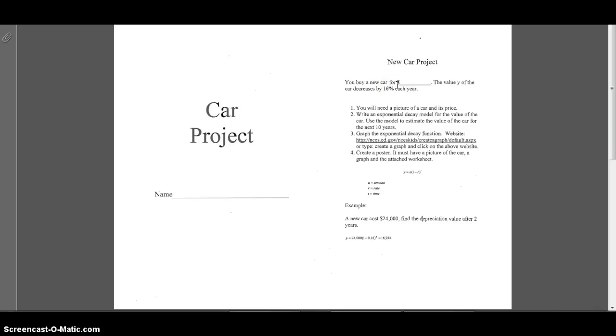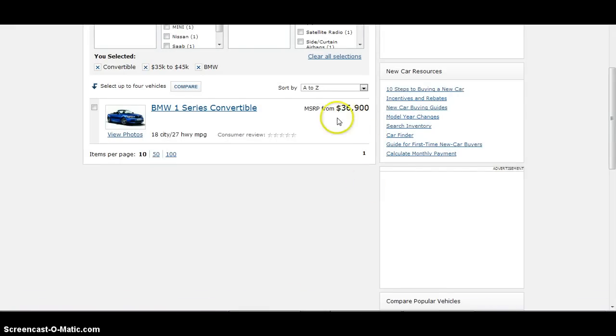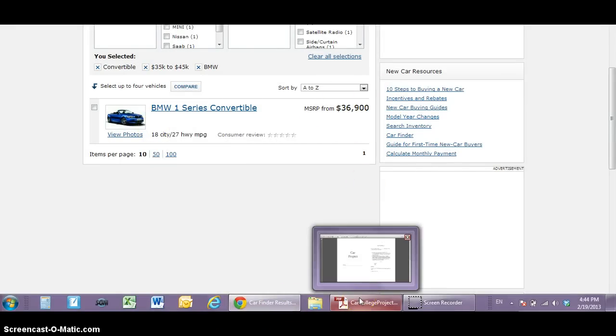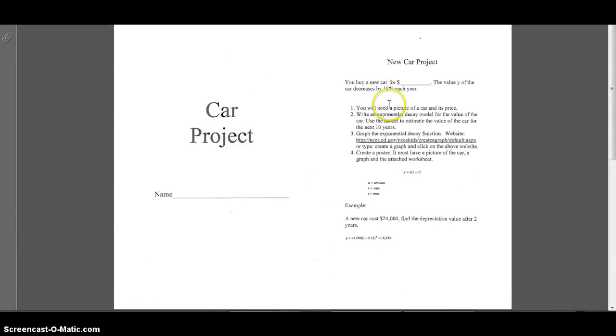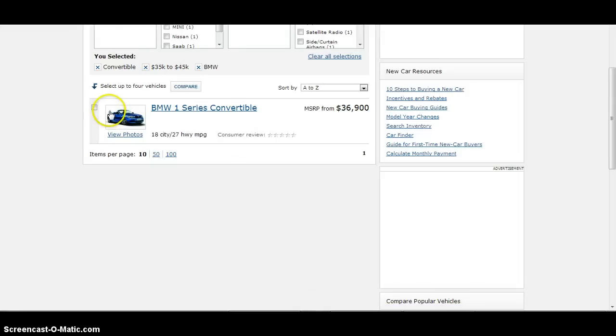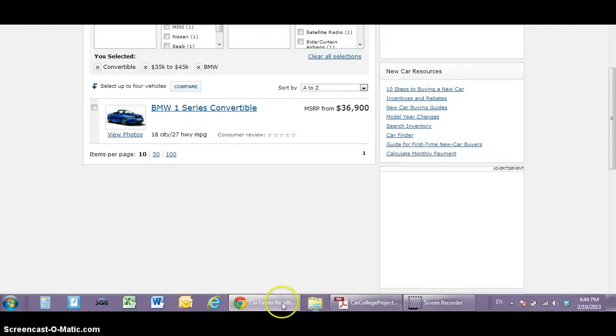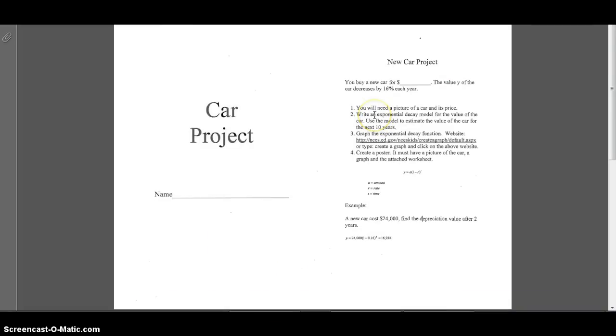So here you buy a new car for, in this case, $36,900. You can do whatever sort of vehicle that you want. The value y of the car decreases by 16% each year. So the value of my car, $36,900 on my BMW 1 Series convertible, is going to decrease 16% every year. The instructions say that you will need a picture of a car and its price, so I would just print this page with the picture and price. Then, write an exponential decay model for the value of the car, and use the model to estimate the value of the car for the next 10 years.